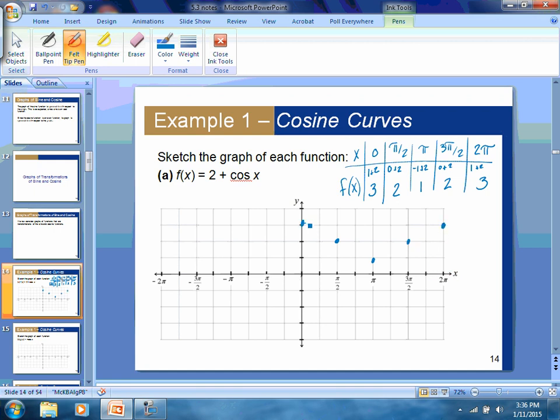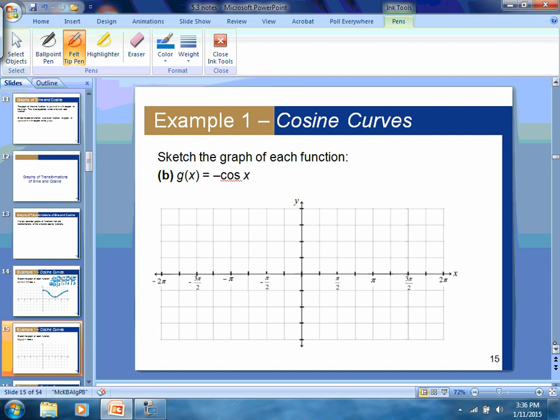So again, we have our cosine curve that goes down, and then back up. Okay, normally the standard cosine function starts at 1, but now everything has been shifted up 2 units. Okay, so let's take a look at this one. Example 1, part B. We're going to graph negative cosine x.